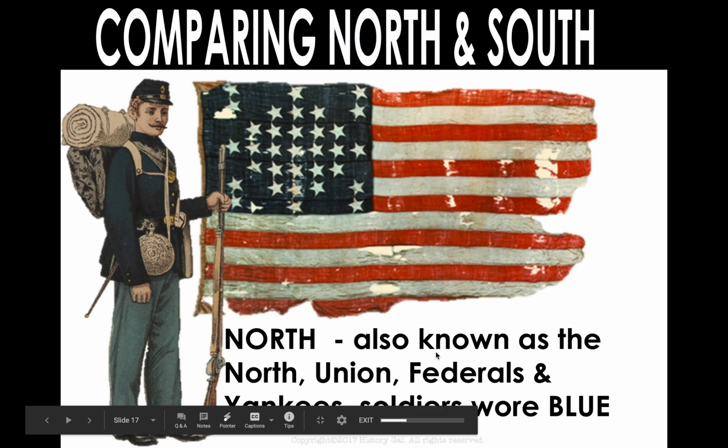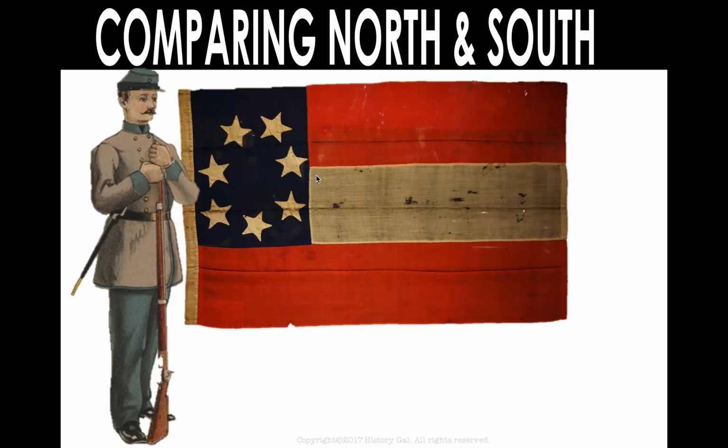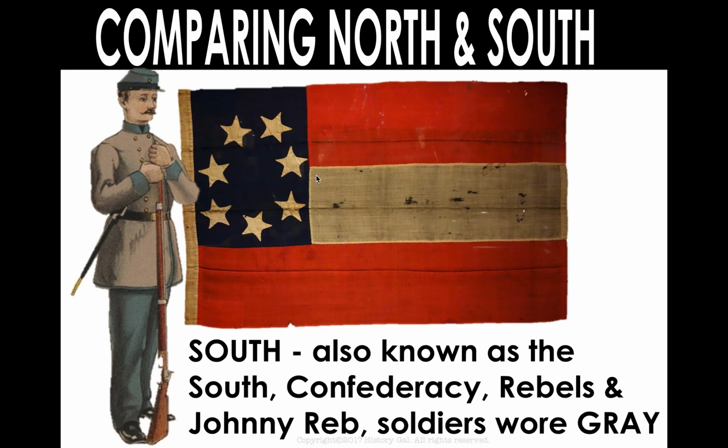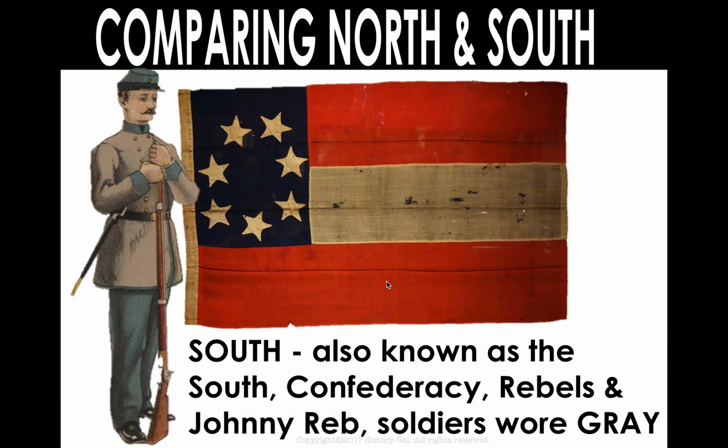So the North was also known as the Union. They're also known as the Federals or the Yankees, and their soldiers wore blue. So this was the Union flag, right? They were still part of the United States of America, which is why they have the American flag here. Now this is the Confederate flag, all right? So the South was also known as the Confederacy, the Rebels, and the Johnny Rebels, and those soldiers wore gray.